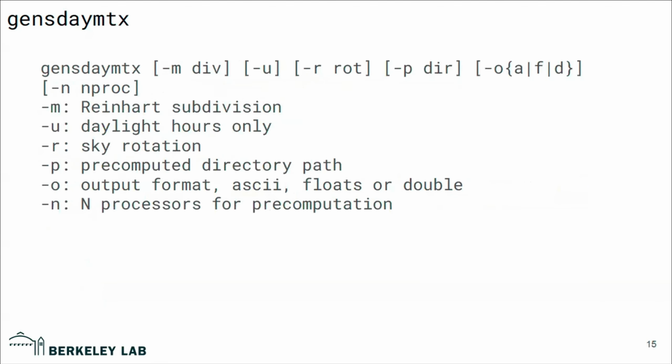We also have a GenS state matrix. So GenS state matrix is essentially using the exact same model. Instead of generating a sky map, we're just generating a Triganza sky patch. So the same parameters we have for the Gen day matrix that you're familiar with. The only difference is that we added the -p for the pre-computed directory path, and also -n for preprocessors. So actually this is threads, not processors.